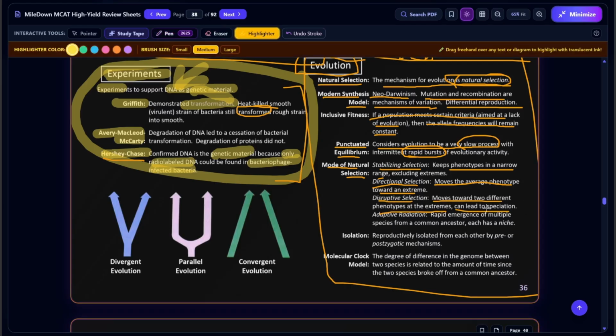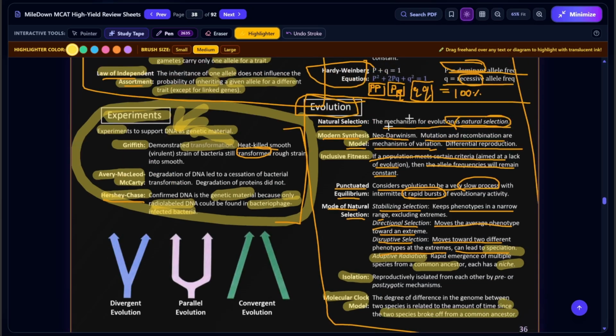So I'll highlight some vocab words, and I'll describe some of them again, because they should be explained better. Adaptive radiation is a rapid emergence of multiple species from a common ancestor, each with a niche. Isolation means being reproductively isolated from each other by pre- or post-zygotic mechanisms. And the molecular clock models the degree of difference in the genome between two species and is related to the amount of time since the two species broke off from the common ancestor.